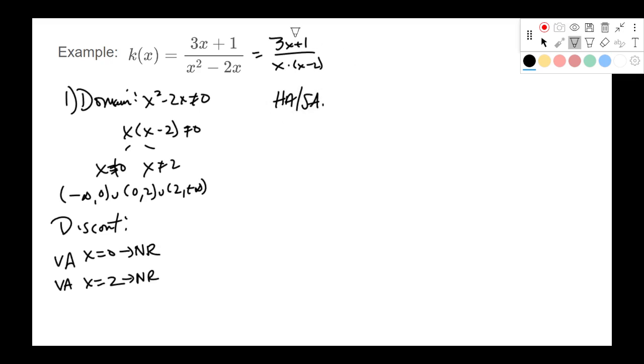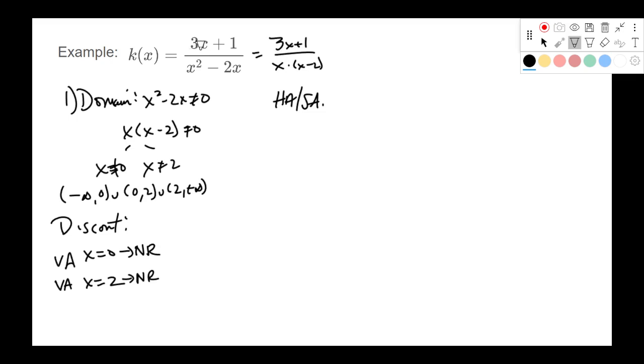Now from here, since I couldn't actually remove anything in terms of my discontinuities, when I find the horizontal or slant asymptotes, the x and y intercepts, it doesn't matter which function I use. I can use the original one or the one that I factored. It only really matters when you remove something. When you remove something, you have to use the one that you removed.